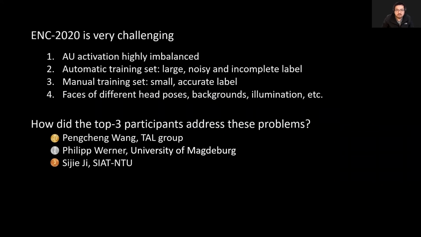The EmotioNet Challenge 2020 is pretty challenging for the following reasons. First, AU activation is highly imbalanced. Second, the automatic training set is pretty large, but it's pretty noisy in terms of its annotation. On the other hand, the manual training set is pretty accurate in terms of its labeling, but it's very small. So how do we leverage the pros of these two training sets and avoid the cons? That is an interesting question to be addressed in order to perform well. And then there is how to address the variations of different head poses, backgrounds, illumination, etc. All of those factors have to be taken into consideration to produce a well-performing algorithm.